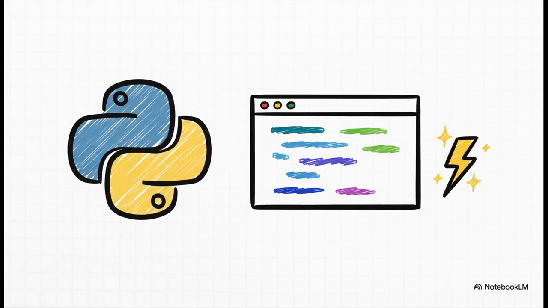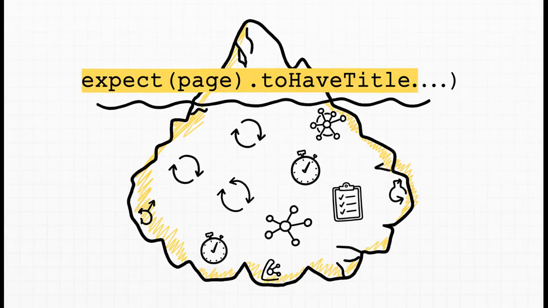Okay, that's enough theory. Let's see what this actually looks like in code. We'll check out a super simple Python example to show you just how clean and powerful this thing is. Now just look at this single line of code. I mean, it looks almost too simple, doesn't it? We're just checking if the page has a certain title.